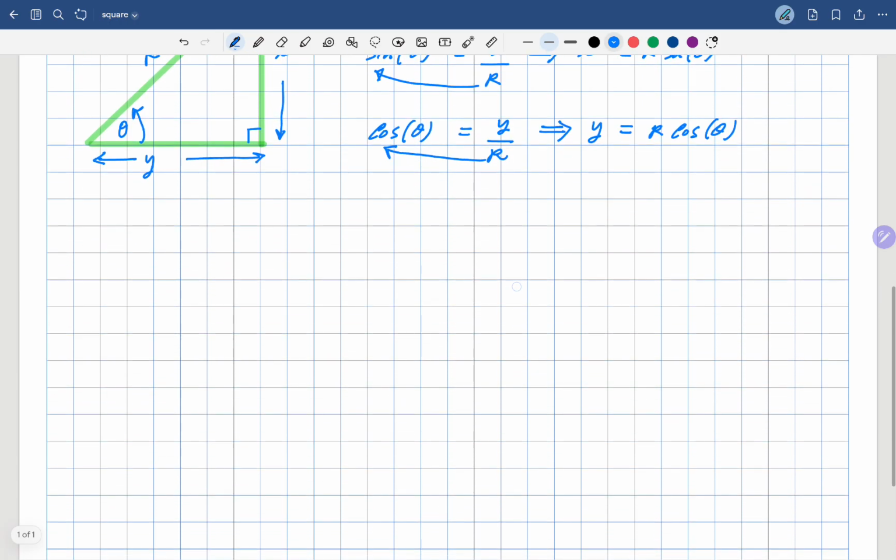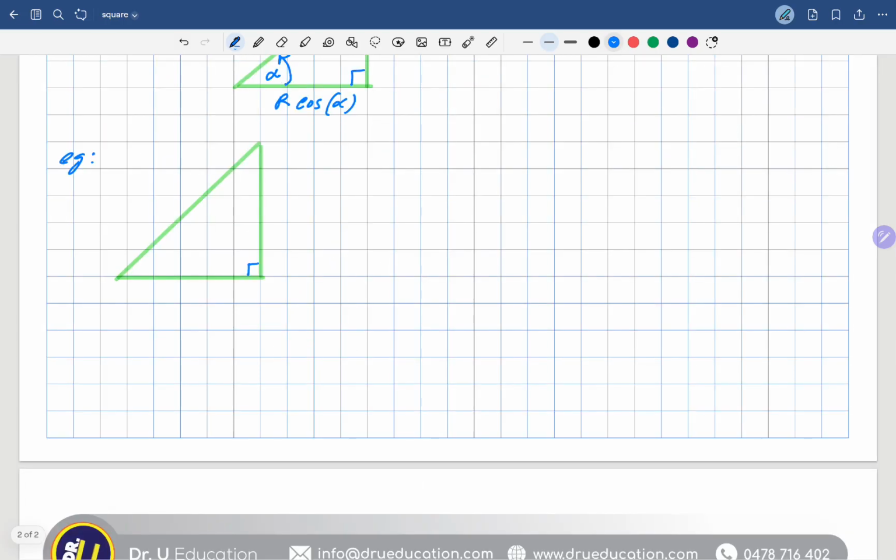So when we have a diagram like this, right angle triangle, hypotenuse and the angle alpha is given to you in this case. So you can write the opposite to be R sine alpha in terms of R and alpha. Then other one you can write as R cos alpha. This is how it works.